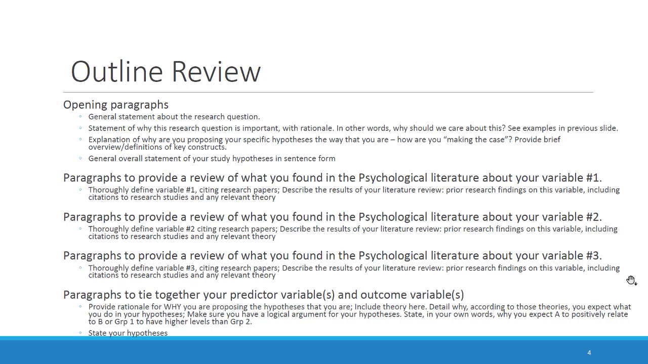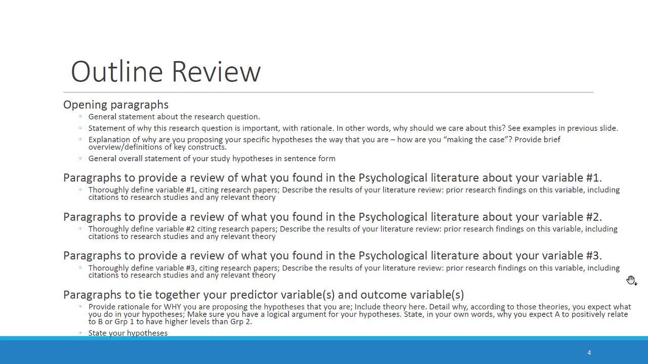For instance, what predicts this variable? What leads people to experience this behavior or this thought process or this disorder? What are some other outcomes of this particular variable? So those are some things that you can focus on in your literature review. You want to, again, include citations to research studies and theory. And you do the same thing for your variable number 2 and the same thing for your variable number 3.